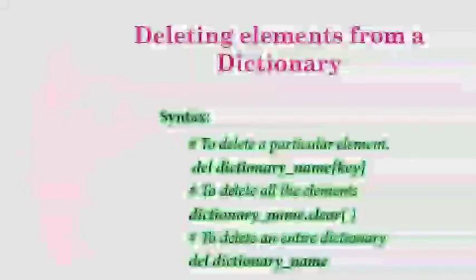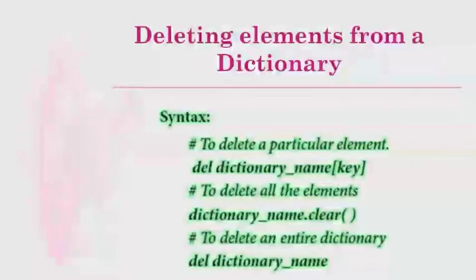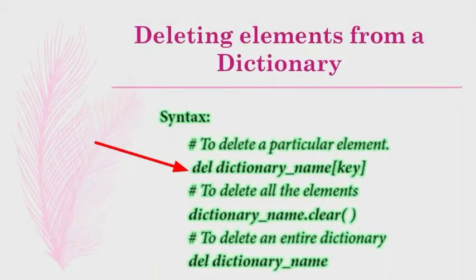See this syntax for deleting elements from a dictionary. To delete a particular element, you have to use the del keyword: del, next write the dictionary name, next write the key. Next, if you want to delete all the elements, just write the dictionary name dot clear, parentheses. All the elements will be deleted from the dictionary. If you want to delete the entire dictionary, you have to write del with the dictionary name.